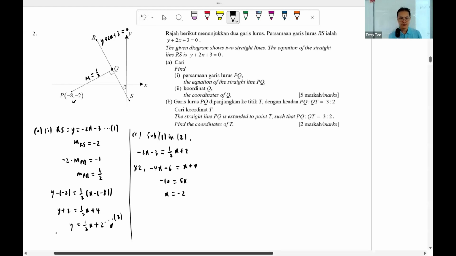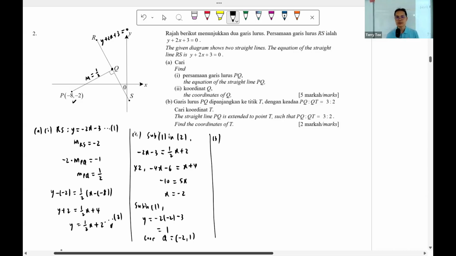x is negative 2. So once you know the value of x, we can find the value of y. Let us sub inside equation 1. Your y is minus 2 times minus 2 minus 3. Your y is 1. So the coordinate of point Q is minus 2, 1. All right.